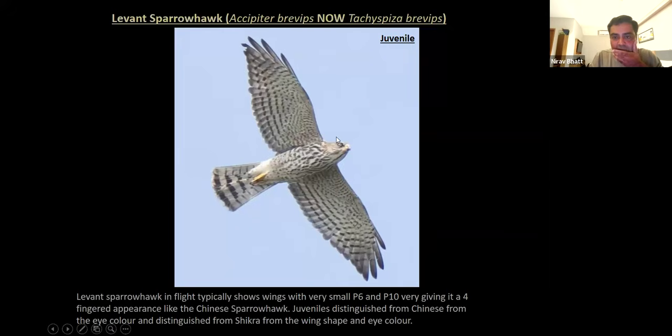So what we see here is only 4 fingers, 4 outer primaries. We see very clearly 4 outer primaries. Shikra will always have 5 outer primaries, but this P10 of a Shikra is this big. Okay. So sometimes when the primaries are growing, even in that case, it can lead to such confusions. Okay. So this is not the only way to identify. But along with that, a small beak and darker eyes with the markings, which are unique to Levant Sparrowhawk. That's how we separate it from Shikra.